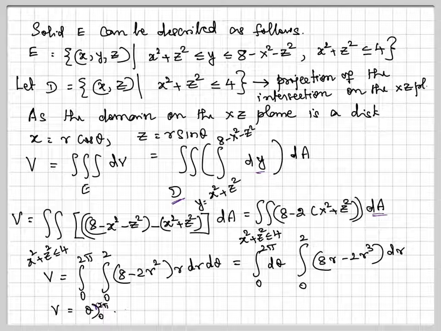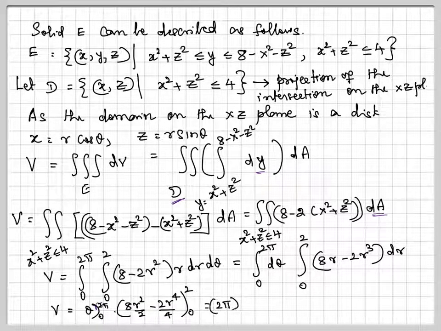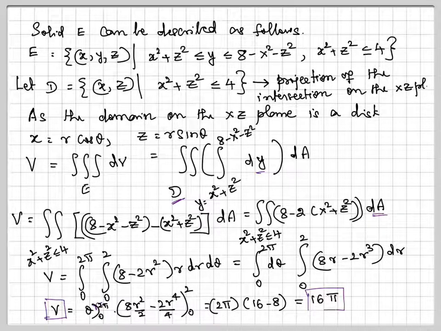So V equals theta running from 0 to 2 pi, and then if you simplify the other integral for r, it's 8r squared over 2 minus 2r to the power 4 over 4 between the limits 0 and 2, which is 2 pi times, if you simplify that, 16 minus 8, which will be 16 pi. So the volume of the solid is 16 pi. Hope this video helps.